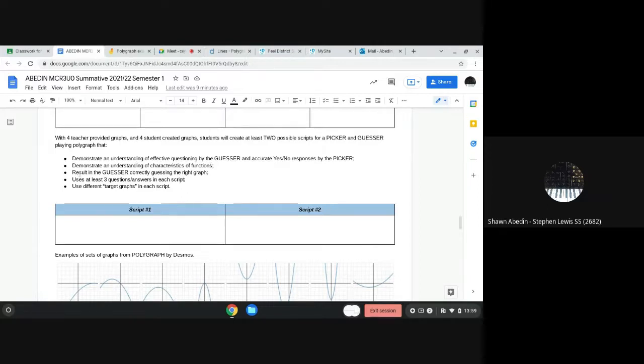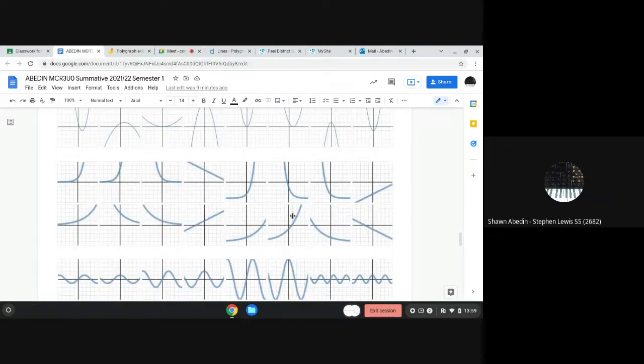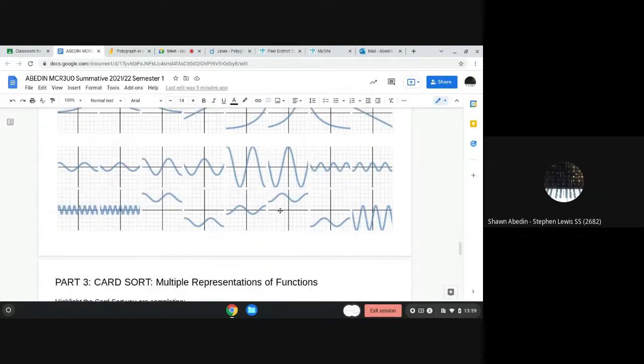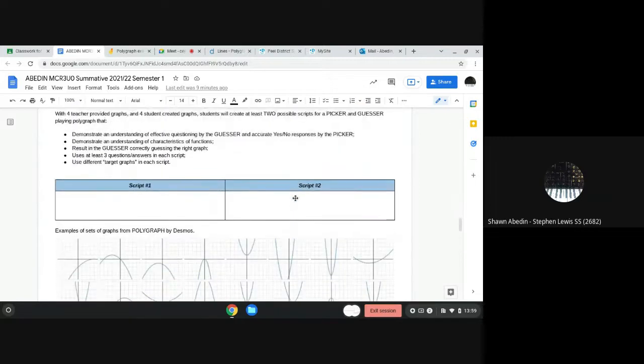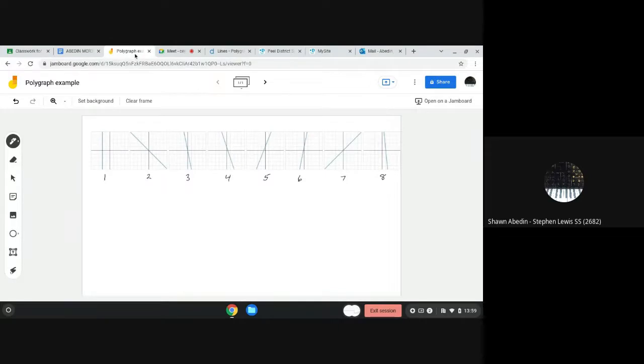Your scripts need to result in the guesser correctly guessing the right graph. You need to use at least 3 questions and answers in each script and use different target graphs in each script. So I think since your summative material deals with quadratics, exponentials, sinusoidals, I think what I would like to do is give an example here using lines. Okay, so let's begin.